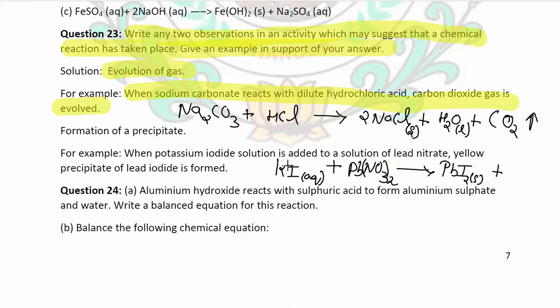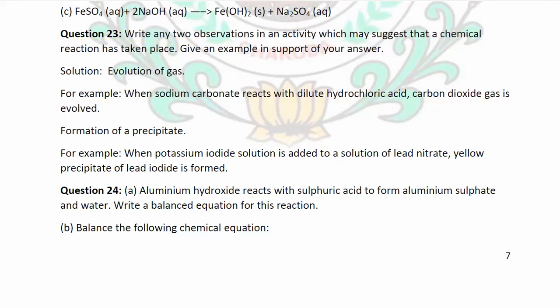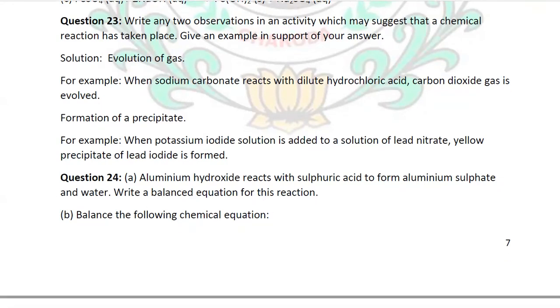because here Pb(NO3)2 is converted to PbI2, and 2KNO3 will be formed. Okay, so this is the reaction that takes place, and hence we get a yellow colored solution here, which was colorless before. So that color change represents that the chemical reaction has taken place. Okay, this type of reaction is termed a precipitation reaction.